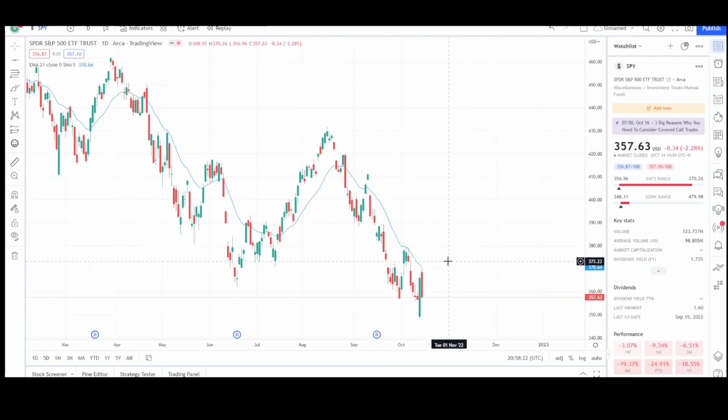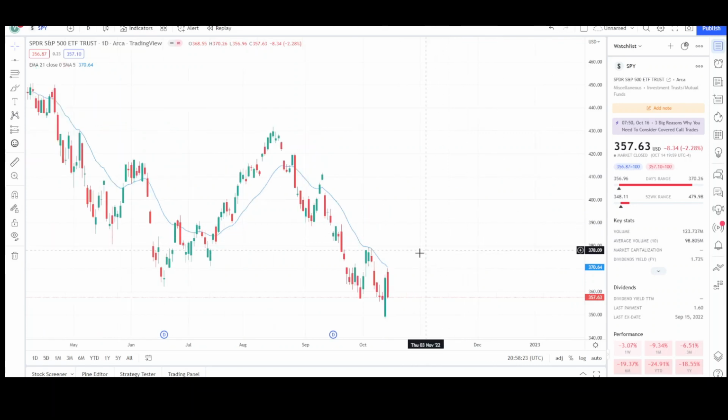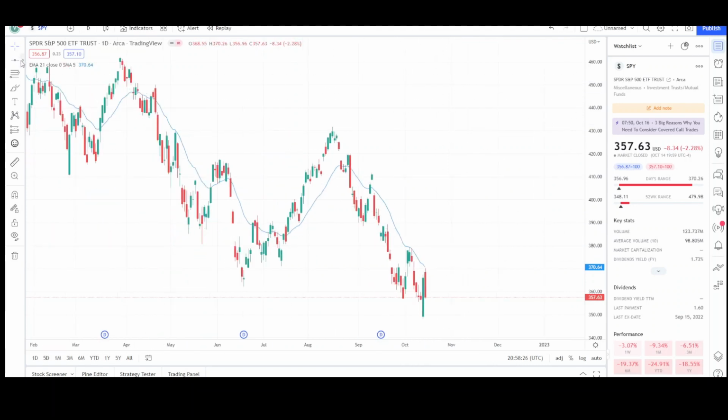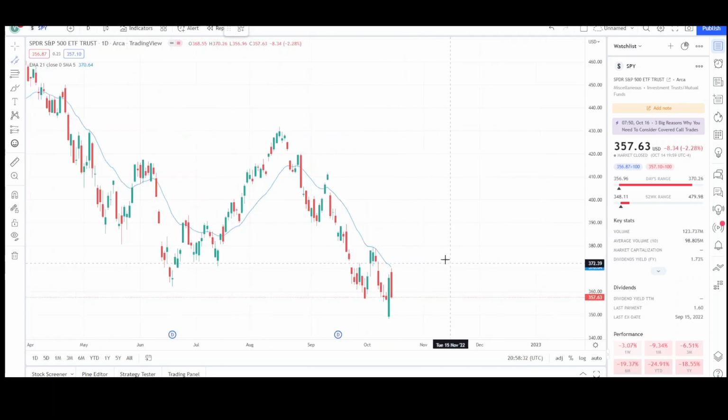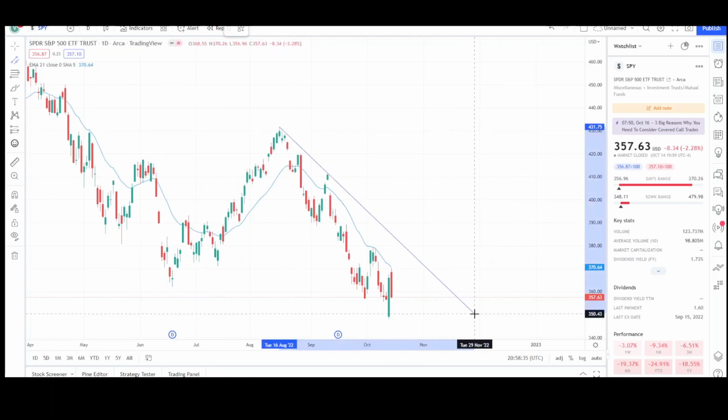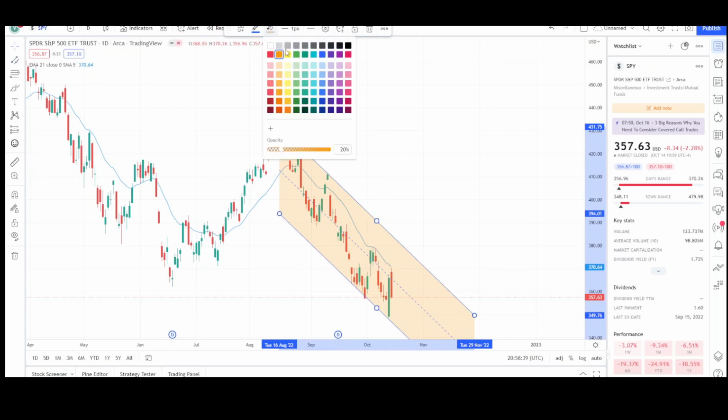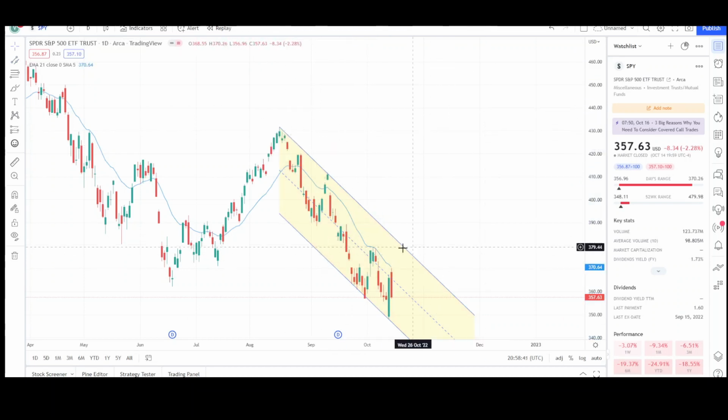So let's take a look at the daily chart for the SPY. It pretty much did exactly what I thought it would: continue down last week and make a new low before seeing some type of bounce. So let's put the channel back on the chart. This looks like the wide downtrend channel that prices are somewhat respecting.